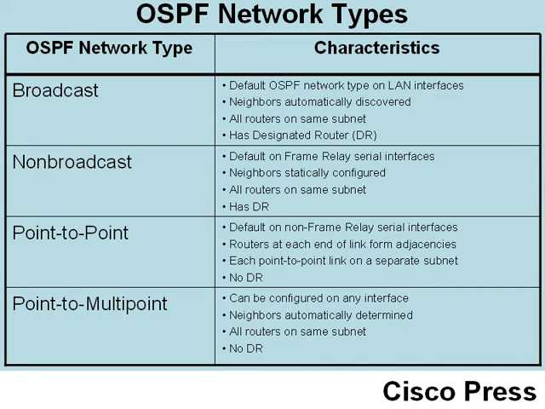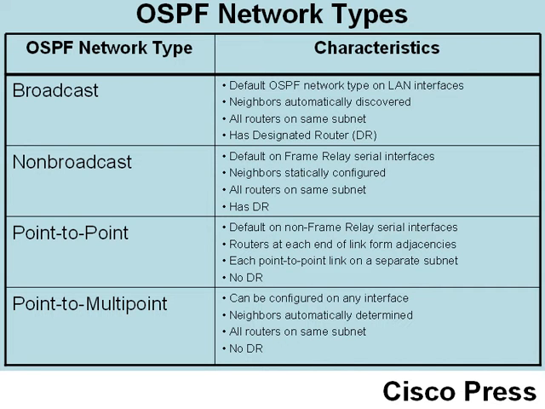Similar to a broadcast OSPF network type, we have a non-broadcast type. That's the default OSPF network type on a frame relay serial interface. Here, because this is a non-broadcast environment, we might have to statically configure our neighbor. Again, all routers are on the same subnet, and we do have a DR, and we could also have a BDR.